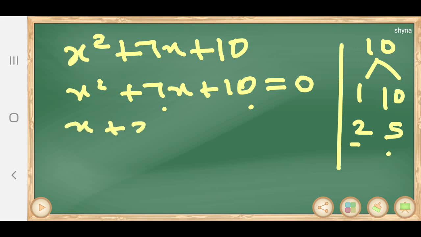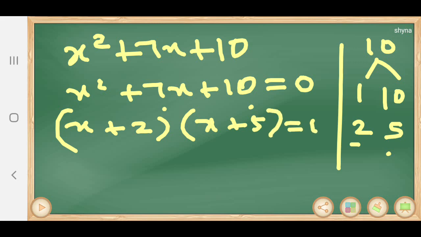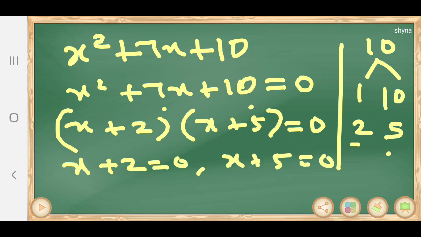So x plus 2 into x plus 5 equal to 0. Then what is x? x plus 2 equal to 0 and x plus 5 equal to 0. If x plus 2 equal to 0, x equals minus 2. x plus 5 equals 0, x equals minus 5. We got two zeros, one is minus 2 and one is minus 5.